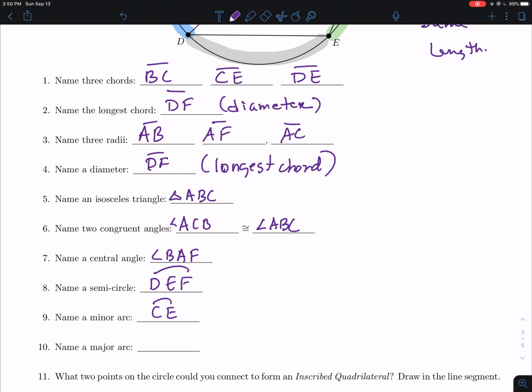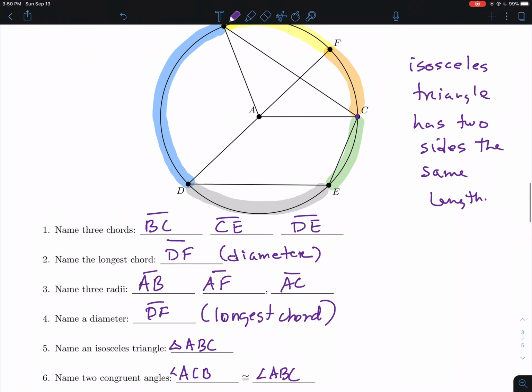So in that case, my minor arc is just CE. But again, there's tons of right answers on this one. So just because I picked that one doesn't mean you can't pick something different.